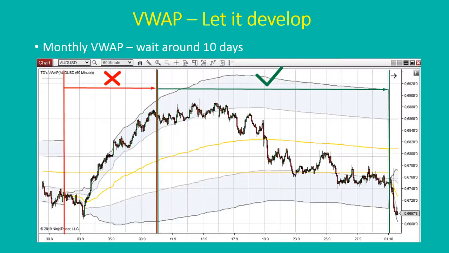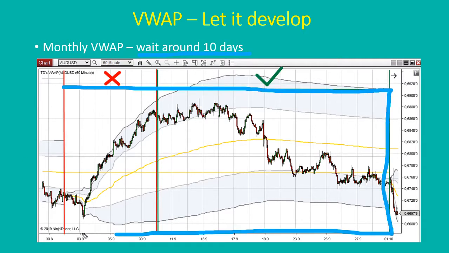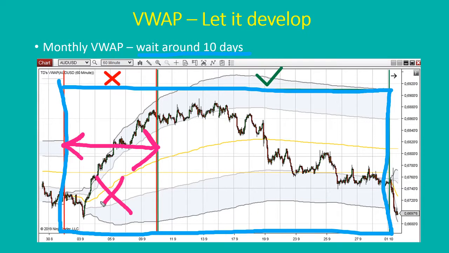Now this is a monthly VWAP. With monthly VWAP, you wait around 10 days before you start trading with it, before it fully develops. Right? So this is a whole month, and this is the first 10 days. In the first 10 days, you don't trade using the monthly VWAP. You need to wait until it develops, and afterwards you can trade with it until the end of the month.